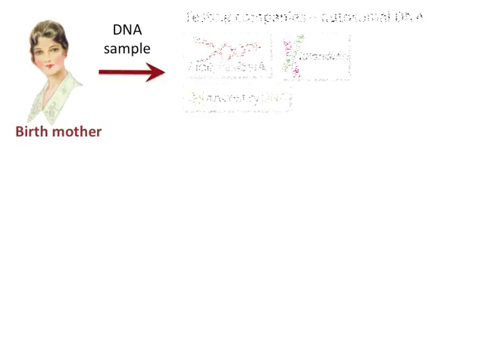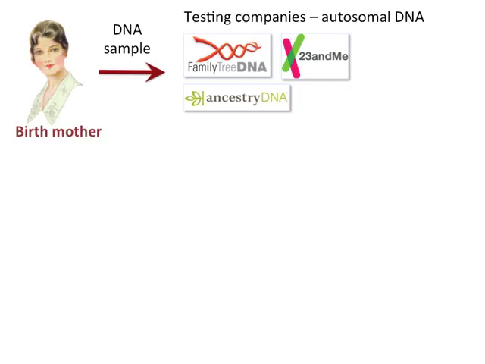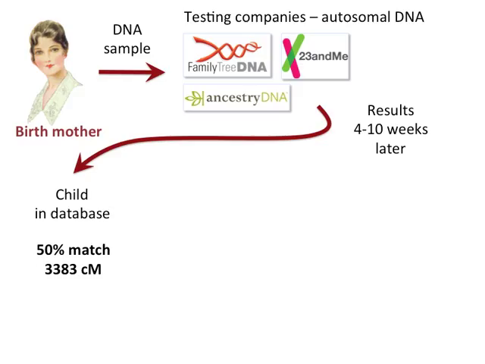But for somebody like Philomena, if she was to do her DNA testing, and she was to test with all three companies, give the DNA sample to Family Tree DNA, 23andMe, and Ancestry DNA, the results would come about 4 to 10 weeks later. If her child had already tested and was in the database, she would get a match to that child, and she would actually find that child just like that.